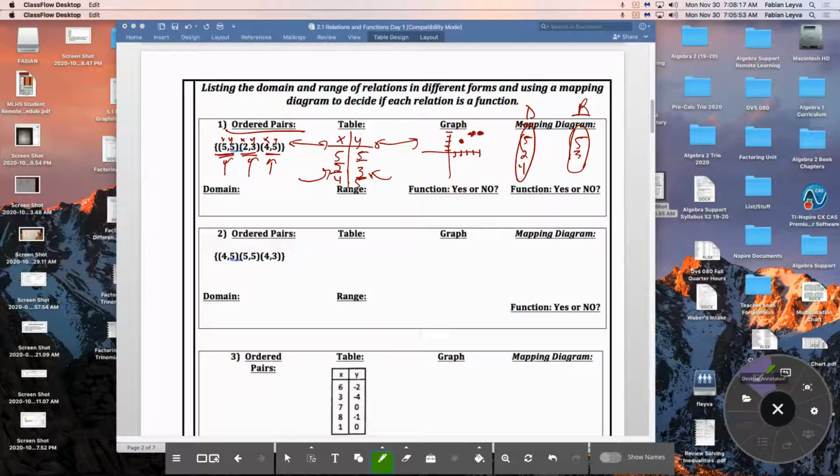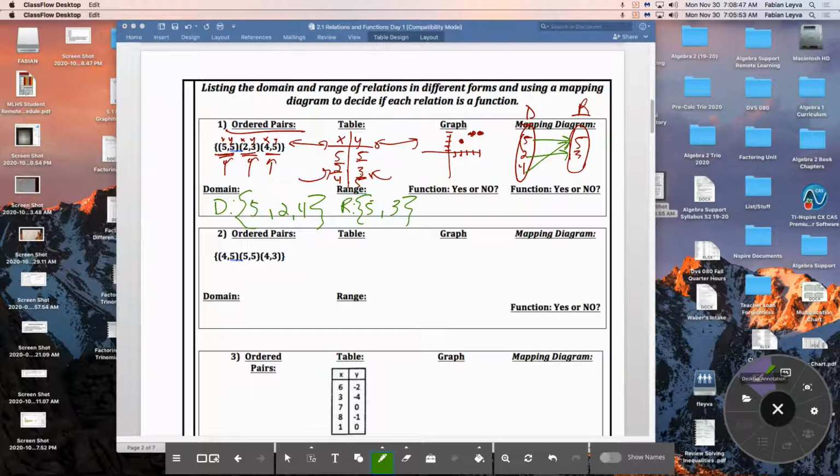Now let's do the mapping. 5 is in relationship with 5, so it's going to go right over there. 2 is in relationship with 3, so it's going to go right over here. And 4 is in relationship with 5, so it's going to go right over there. Now, what would my domain be again? My domain is just all the x's, 5, 2, and 4. Remember, you have to include your fancy brackets in order to do that. Your range is going to be your y values, which is 5 and 3. And remember, whenever you're listing domain and range, you never want to list elements more than once.